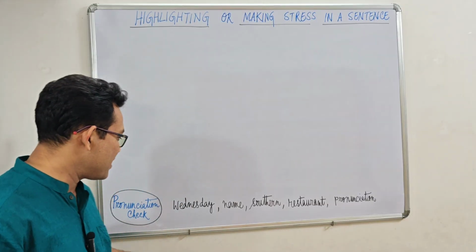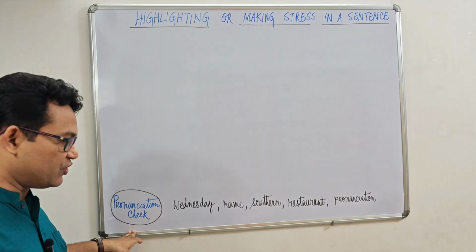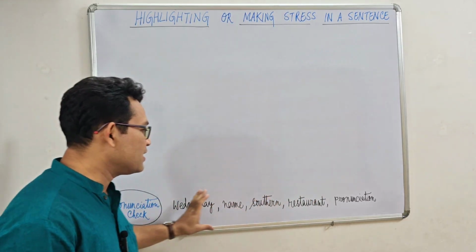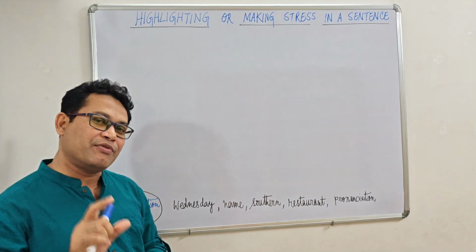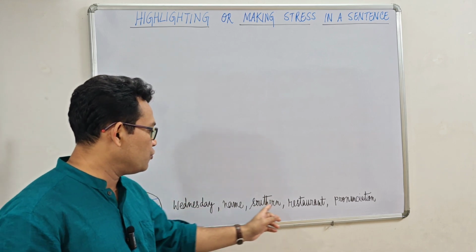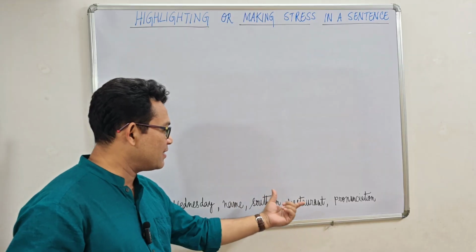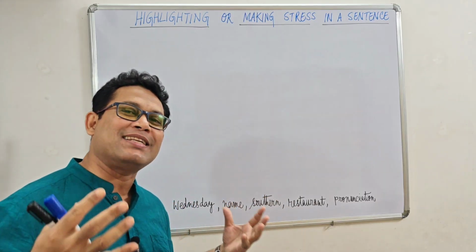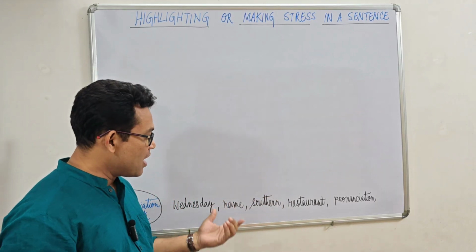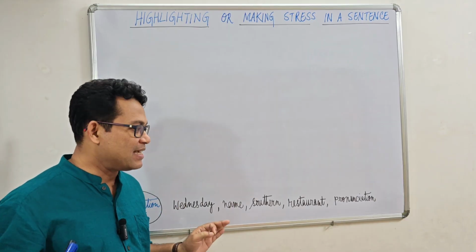In the second part, we will be learning a pronunciation check. 5 different words are there. These words are very often pronounced incorrectly. I will show you how to pronounce them correctly by making some changes here and there in these words, so that you automatically understand and know how to pronounce these words correctly without any error whatsoever.